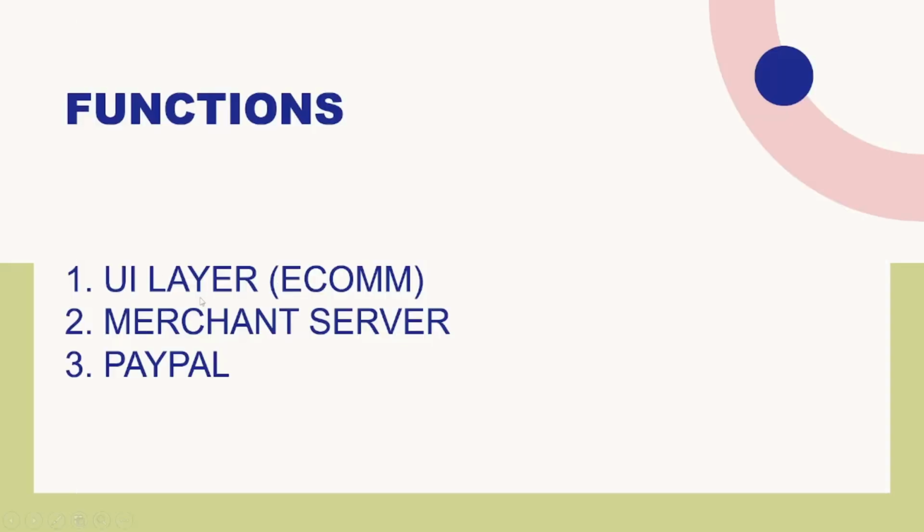As you can see, there are three layers. The UI layer, also called the e-commerce application, is what we users use. The merchant server is a backend layer, so only developers know what is going on there. As for PayPal, it is also called a PSP, or payment service provider, which is a third-party app.